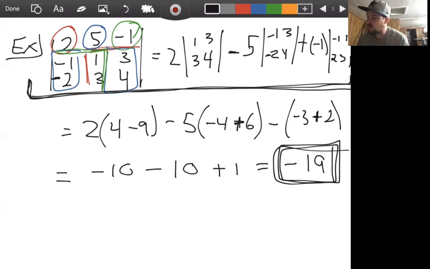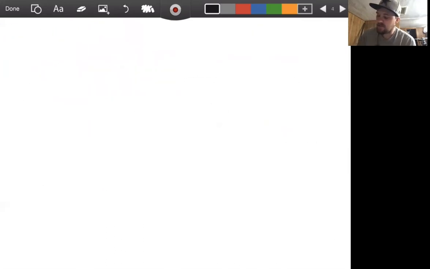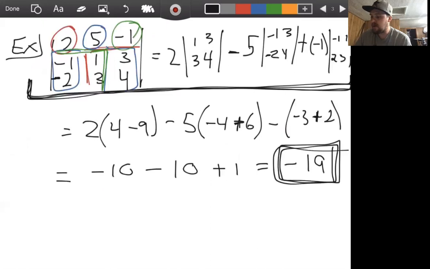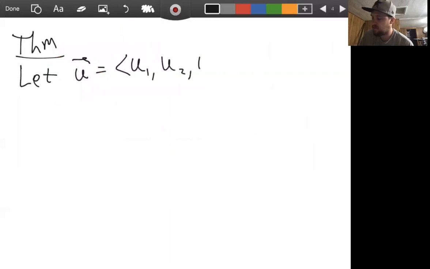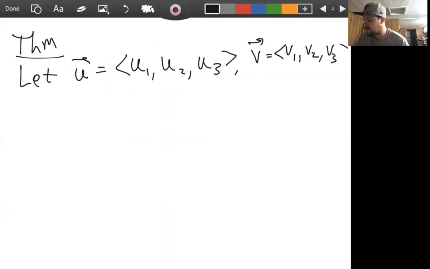Okay. And so why is this so useful? Why am I teaching determinants? And the following theorem will give some insight as to why becoming very good at calculating 3 by 3 determinants will make you very good at taking cross products of two vectors. So let's let U be U1, U2, U3, and let's let V be the vector V1, V2, V3.